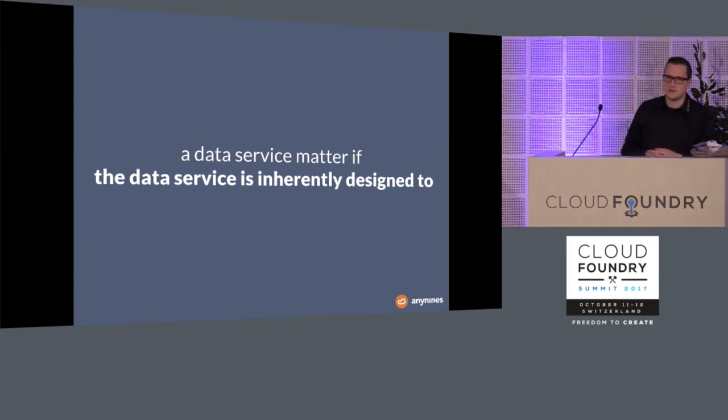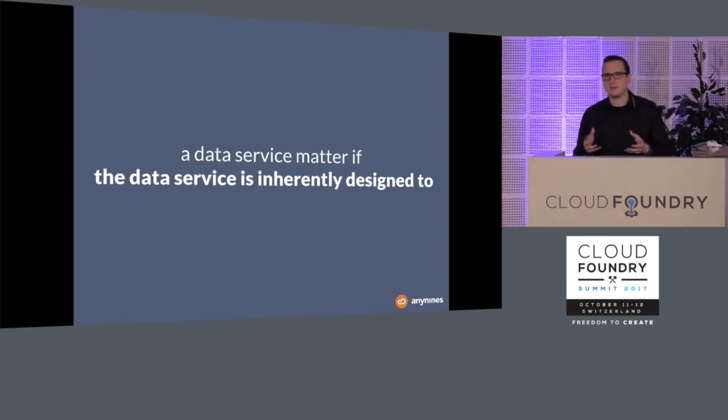So if you look at technology such as Cassandra, where you can configure the replication behavior particular to your use case, that is surely some kind of in between, because you're still application specific, but it also has a data service side to it.